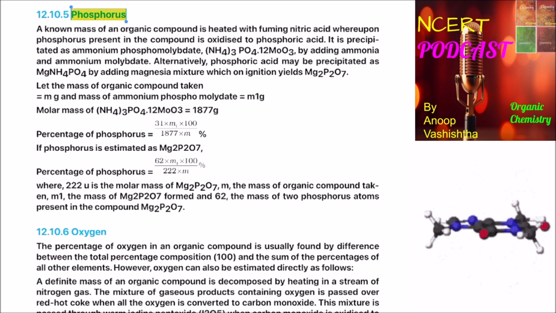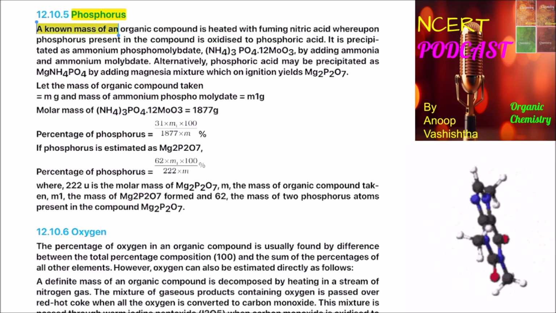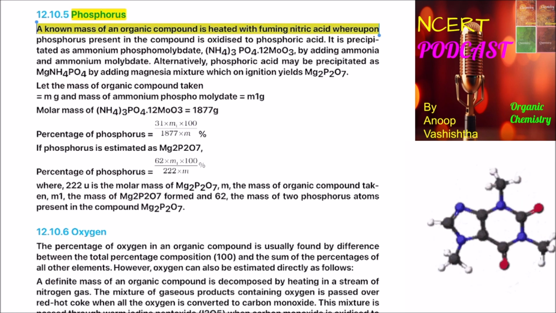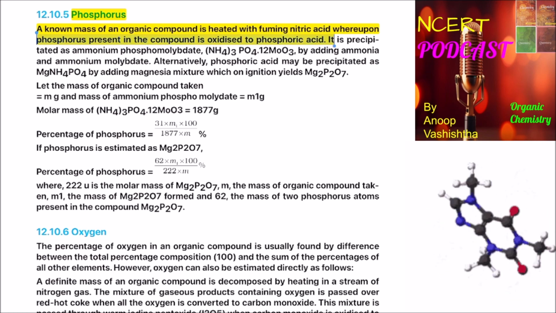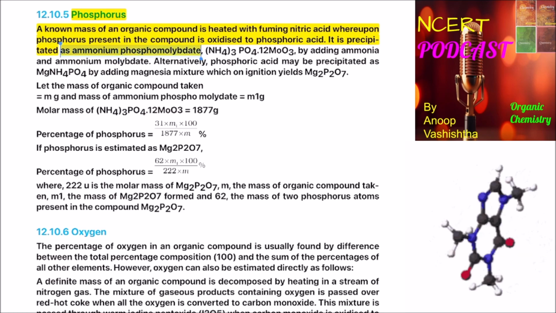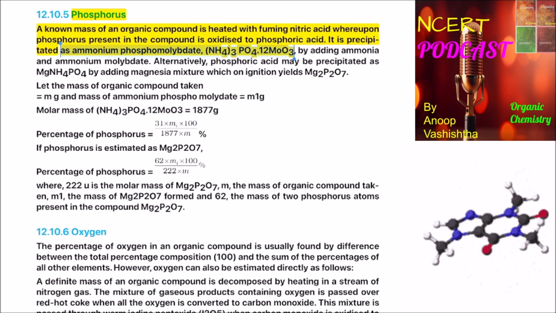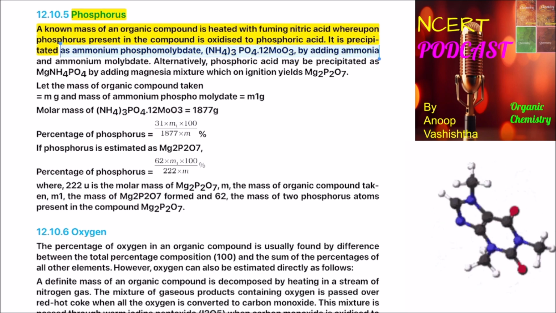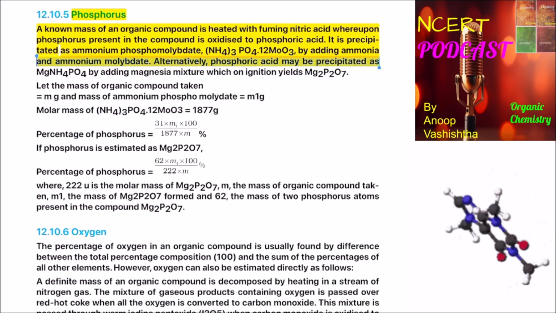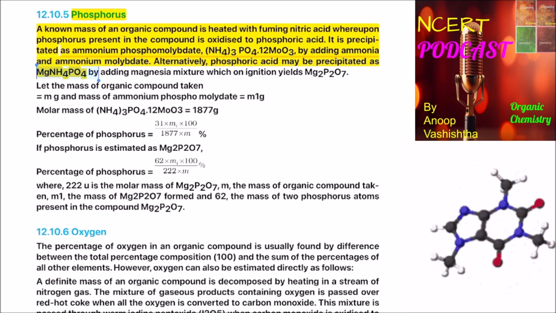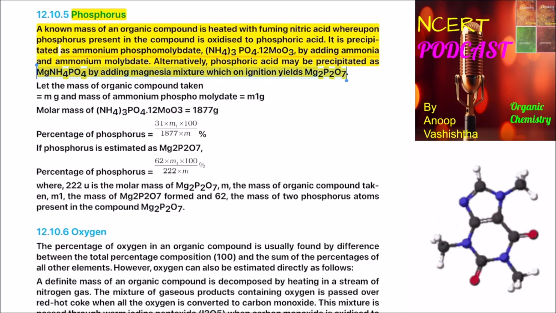Phosphorus. A known mass of an organic compound is heated with fuming nitric acid, whereupon phosphorus present in the compound is oxidized to phosphoric acid. It is precipitated as ammonium phosphomolybdate, (NH4)3PO4.12MoO3, by adding ammonia and ammonium molybdate. Alternatively, phosphoric acid may be precipitated as MgNH4PO4 by adding magnesia mixture, which on ignition yields Mg2P2O7.